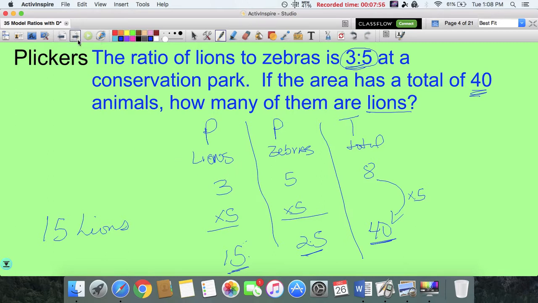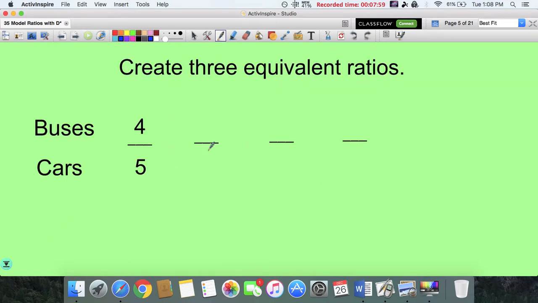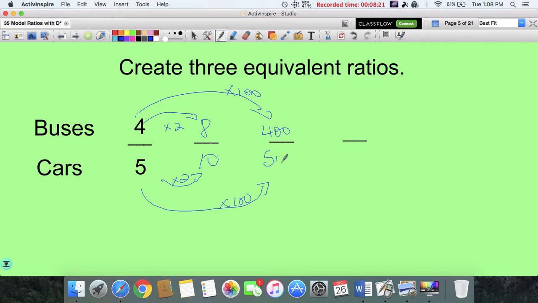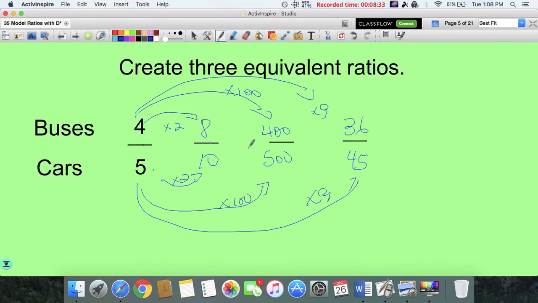A lot of this is knowing how to build equivalent ratios. So from here, I'm going to create one like this. How did I get that? I multiply this times 2, times 2. Let's make another one, times 100, and I multiply the bottom by 100. Let's go times 9, 36, times 9, 45. So I can create relationships, and all these three ratios we just created are all equivalent to each other.